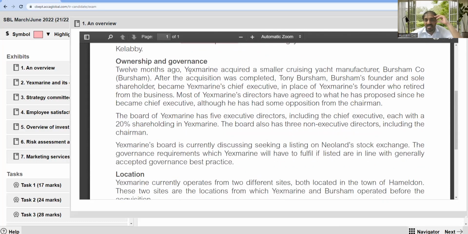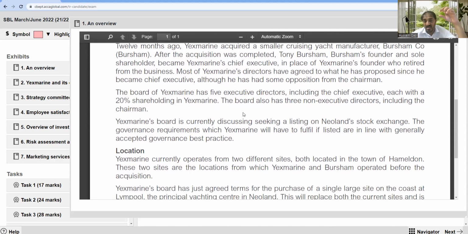Ownership and governance. 12 months ago, X Marine acquired a smaller cruising yacht manufacturer, Bersham Company. After acquisition was completed, Tony Bersham, the founder and sole shareholder, became X Marine chief executive in place of X Marine's founder who retired from the business. Most of the directors have agreed to what he has proposed since he became chief executive, although he had some opposition from the chairman. The board of X Marine has 5 executive directors, including the chief executive, each with 20% holding in X Marine. The board also has 3 non-executive directors, including the chairman.